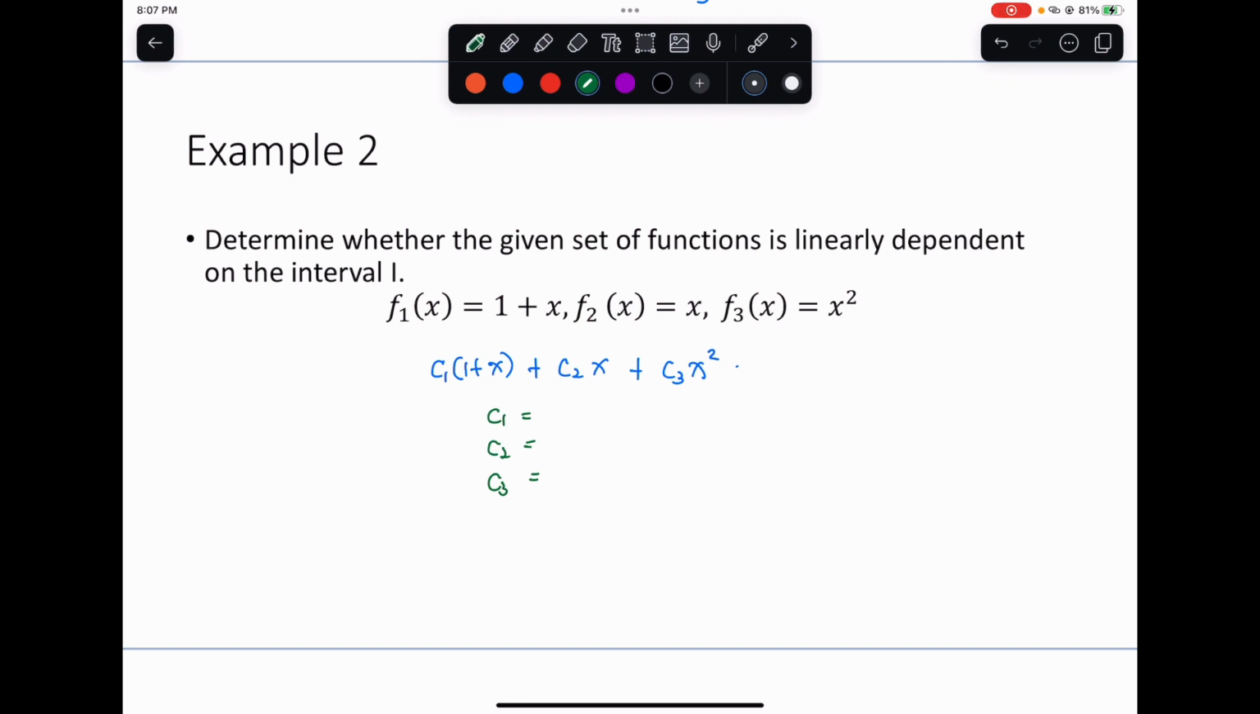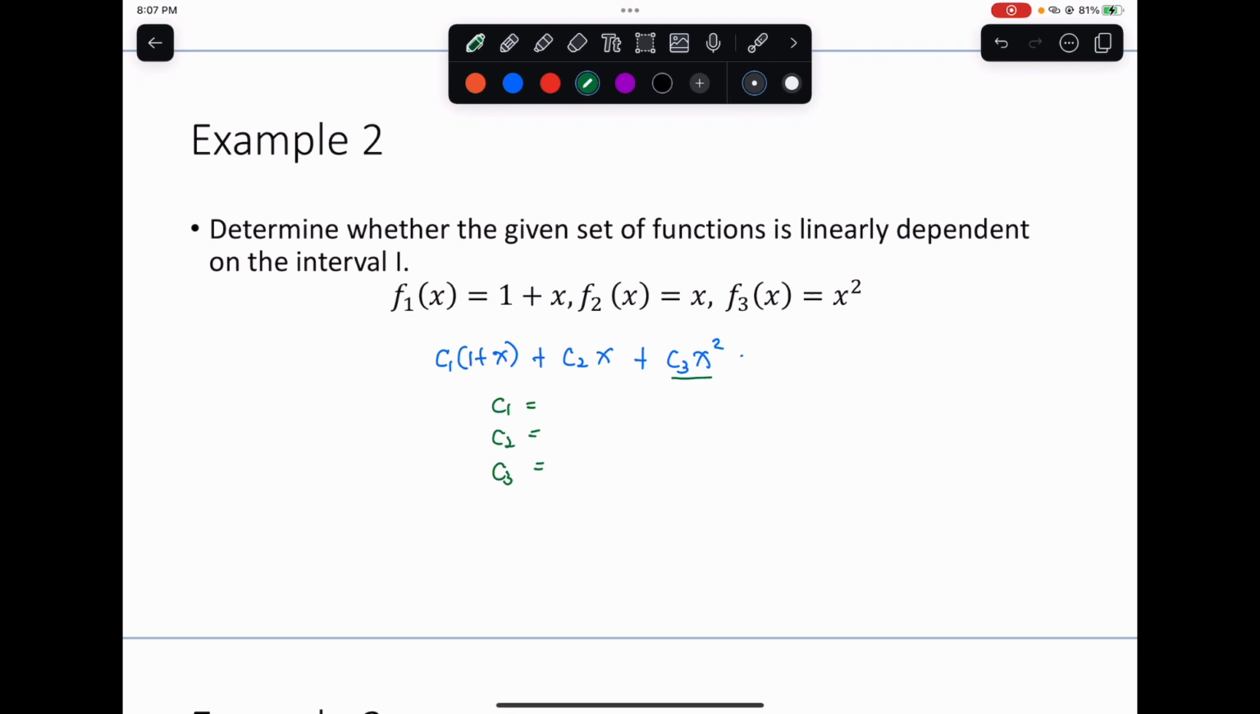The thing here is we can think of C sub 3 as multiplied with x squared. But as you can see in the given functions, x squared does not have any pair of another x squared. So the only way to eliminate that is to make C3 equal to 0. To eliminate the x squared there, C3 should be 0. Thus, we don't have the x squared anymore.